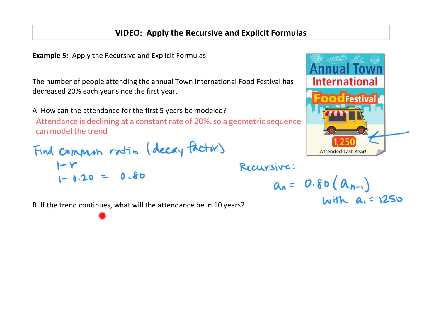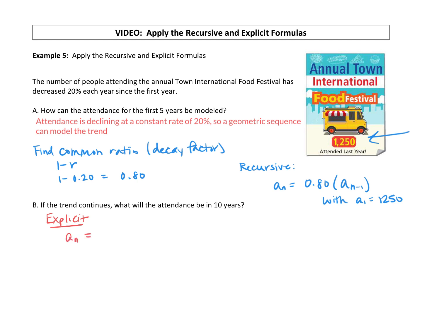So now we're being asked, if the trend continues, what will the attendance be in 10 years? Well, if we keep using our recursive formula, we're going to have to find years 1 through 9 before we can find the 10th year. So you'd have to find the first, the second, the third, the fourth. Honestly, that's a pain. So we're going to use the explicit formula. Explicit will let us jump right to year 10. We do need to write out our explicit formula first. Because they want the 10th year, the explicit formula is the more appropriate one to use.